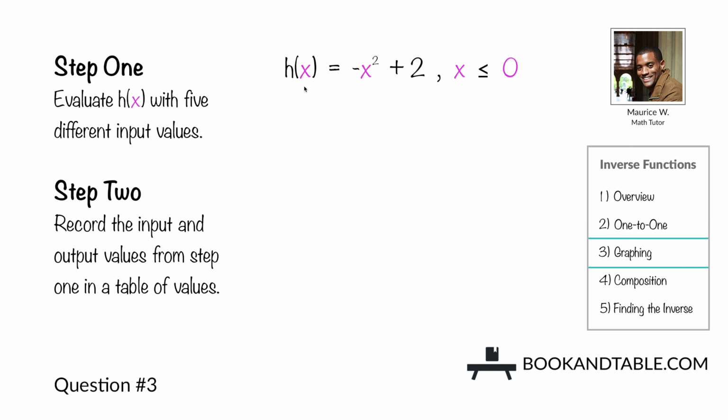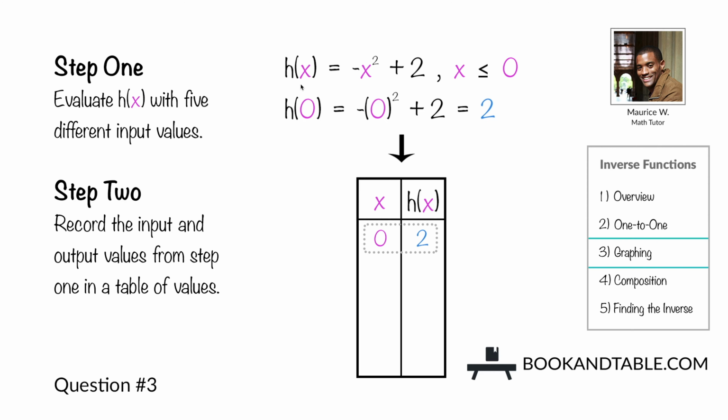We are given h of x is equal to -x squared plus 2, and we restricted the domain to x is less than or equal to 0. So step 1, we want to evaluate h of x with 5 different input values. So we'll start at 0 and work our way down. h of 0 is equal to -0 squared, which is 0, plus 2 is equal to 2. So the x value is 0 and the y value is 2.